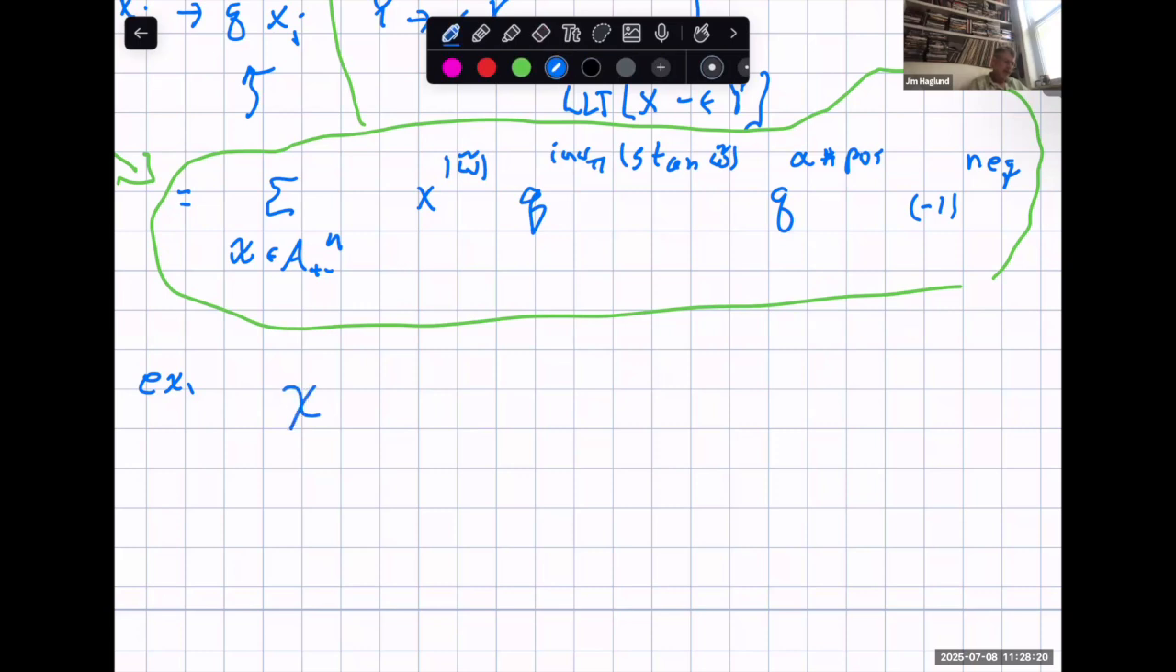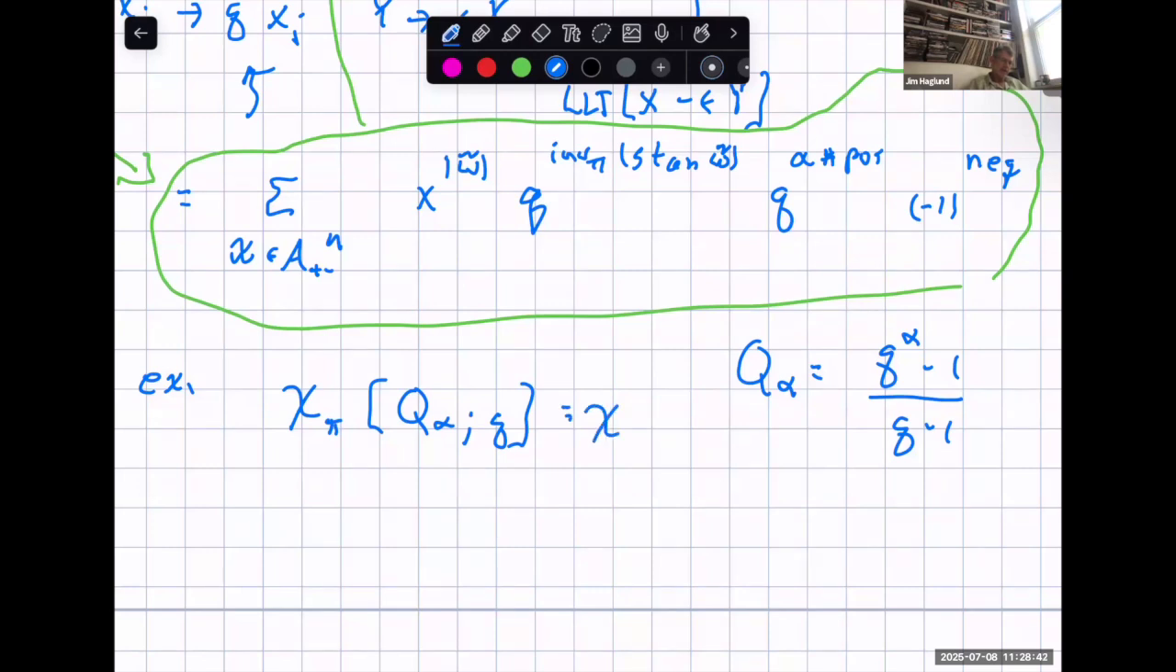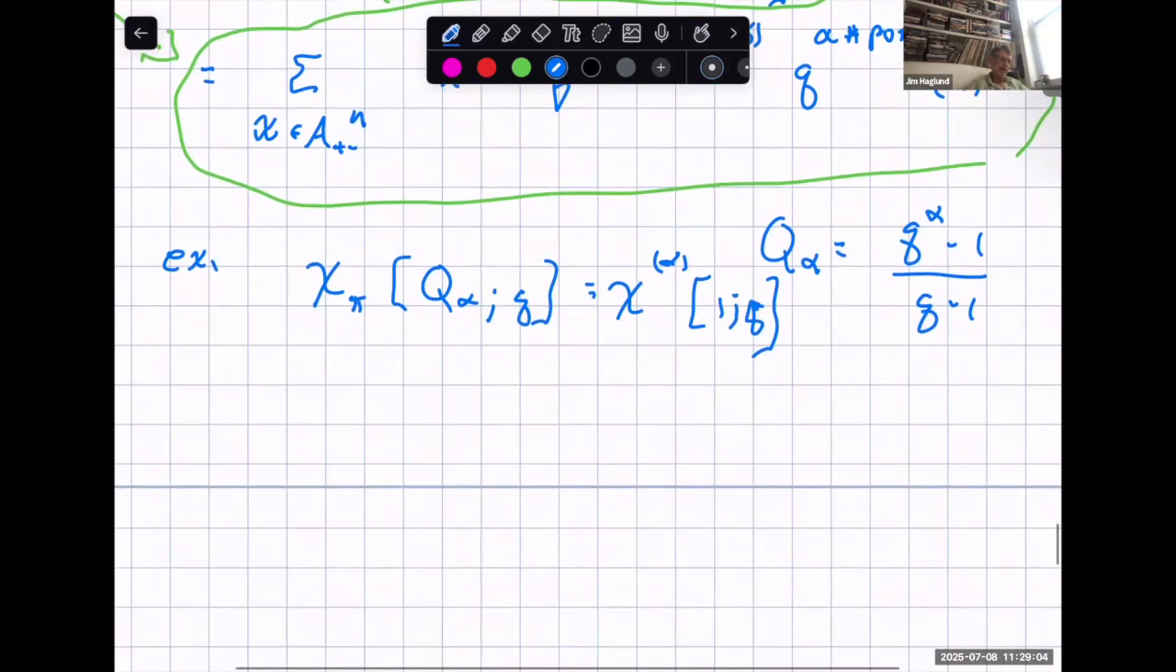So we want to find chi pi of this thing we call Q alpha. So Q alpha is Q to the alpha minus 1 over Q minus 1. So this is actually chi super alpha of a set of variables with just one variable, which is weight 1. And so if alpha is a non-negative integer, this is really a positive kind of thing, but alpha could be a real parameter. So how do you actually find this here?